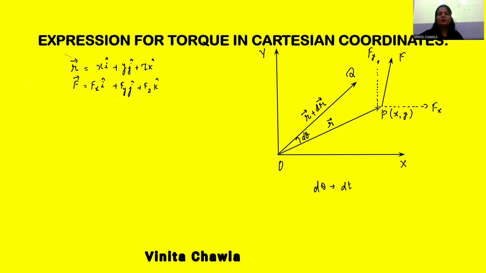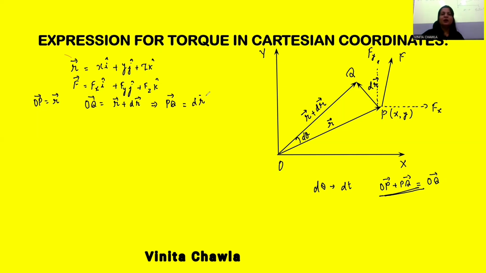So the particle is moving from P to Q. We can apply the triangle law of vector addition here. So vector OP plus vector PQ, है ना? अगर आप देखते हो तो vector OP plus vector PQ is vector OQ. So from here we can find this vector PQ. Vector PQ is vector dr. Clear? So we know that vector OP is vector r, and what is vector OQ? Vector OQ is vector r plus vector dr. So this implies vector PQ, applying the triangle law of vector addition, is vector OQ minus vector OP. So vector PQ is vector dr. यहाँ पे कोई डाउट है?